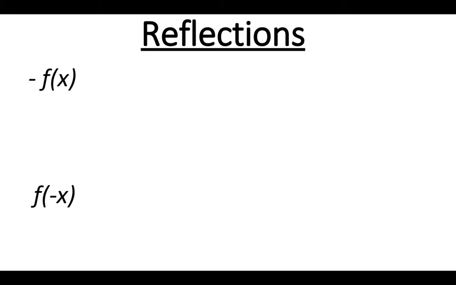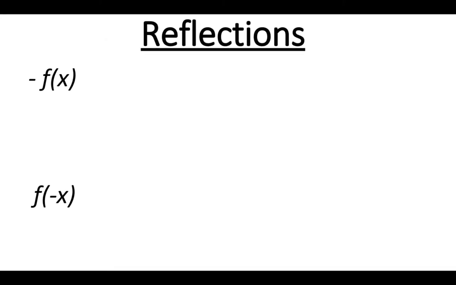A negative symbol is what tells us to reflect. So you can see here are our two options. We have a negative symbol, which I'm going to call the one on the outside, versus a negative symbol on, say, the inside, meaning inside parentheses. So those are our two options.